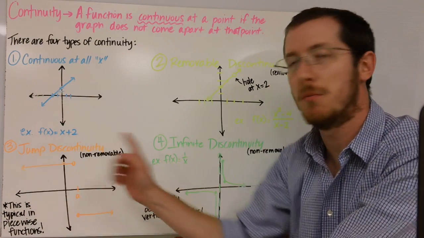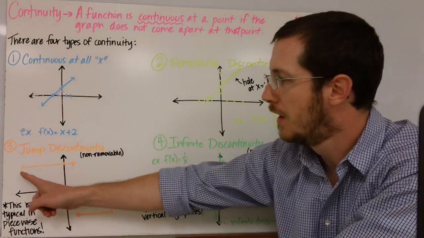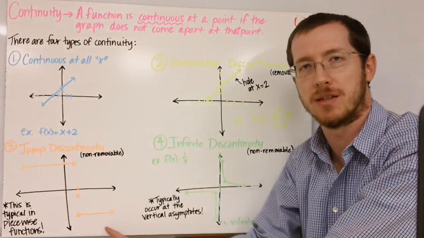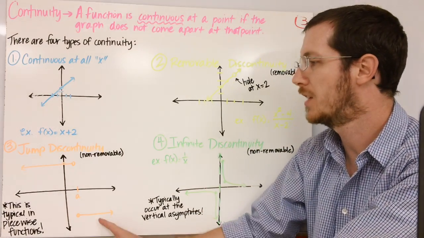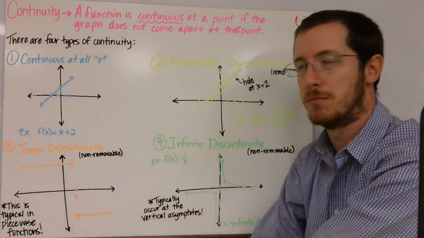Type number 3, a jump discontinuity. This is non-removable. Our example here shows a piece of a function with a gap separating it from the rest of the function. When we study piecewise functions in the next couple of days, we're going to come across some jump discontinuity.